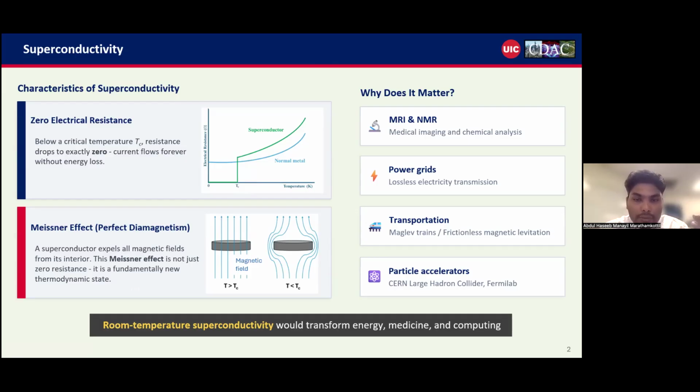We already use superconductivity in MRI machines, particle accelerators like the Large Hadron Collider at CERN, and experimental maglev trains. But all of these require cooling to liquid helium temperatures. Room temperature superconductivity would be transformative. It would change how we generate, transmit, and store energy. It would revolutionize medicine and computing. That is the grand challenge driving this field.